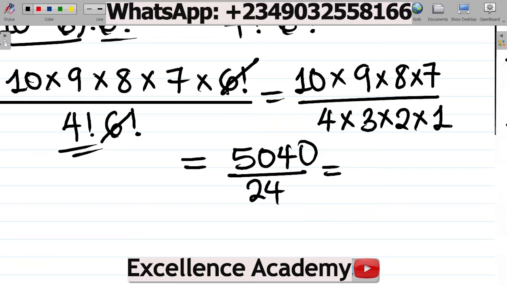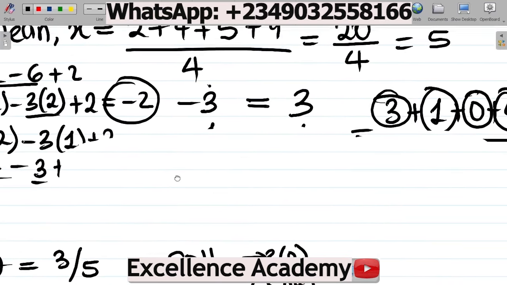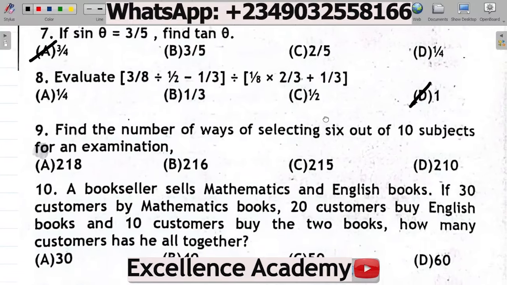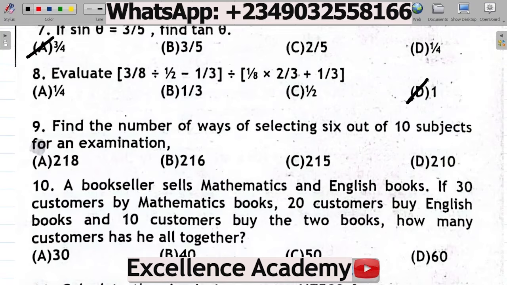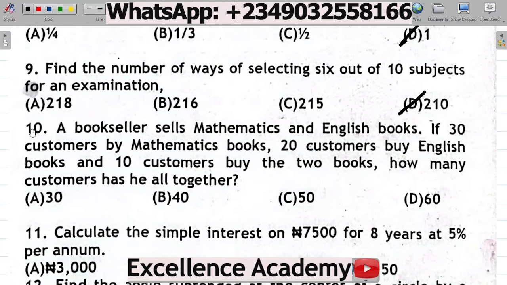5040 divided by 24, your answer there is 210. All right, so the answer there is 210 ways. That's your correct answer. So let's see what we have there. What are the options there? The correct option there is D, 210 ways. That's your correct option. Next up, question number 10.